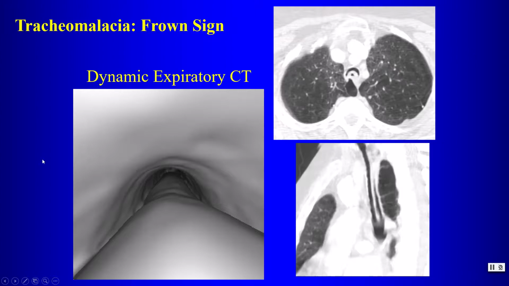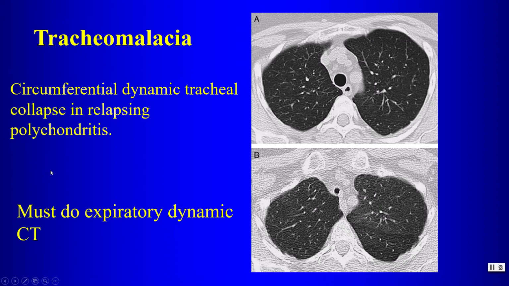We ask the patient to forcibly blow out the air while we are doing the CT scan, looking for that collapse of the trachea. So sometimes it can be circumferential. On inspiratory images, the trachea may look normal, but if you're looking for this, you want to do expiratory imaging, as in this example there.